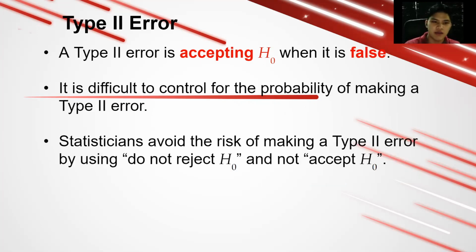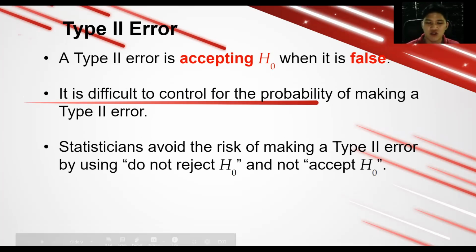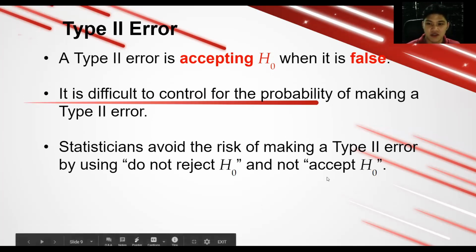A type 2 error is when you accept HO when in fact it is false. Here again, as I mentioned, you create the null hypothesis and an alternative hypothesis, and then you come to the conclusion wherein you accept the null hypothesis, or HO, when in fact it is false. This is basically the definition of a type 2 error. Now, it is difficult to control the probability of making a type 2 error, so statisticians avoid the risk of making a type 2 error by using "do not reject HO" and not the phrase "accept HO."